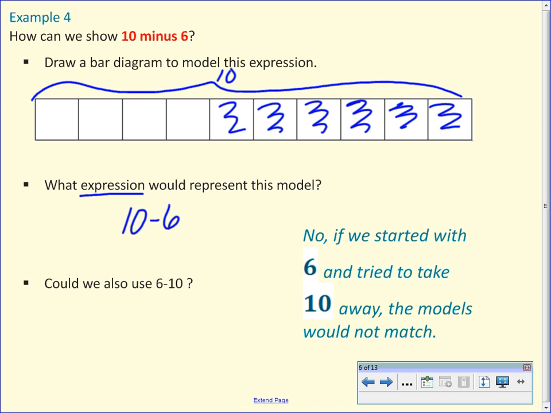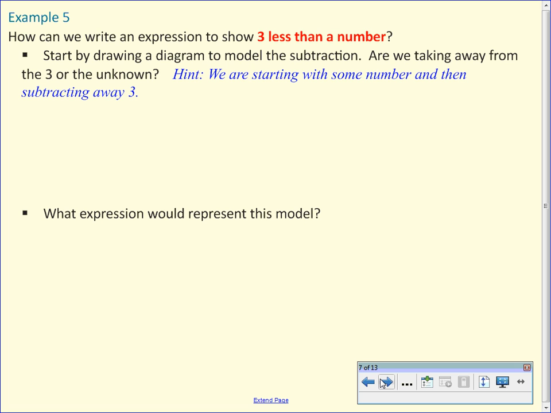All right, so example number 5. How can we write the expression 3 less than a number? 3 less than a number. So let's think about, what do I have? What am I starting with? 3 less than a number. What do I have? N. I have the number n.